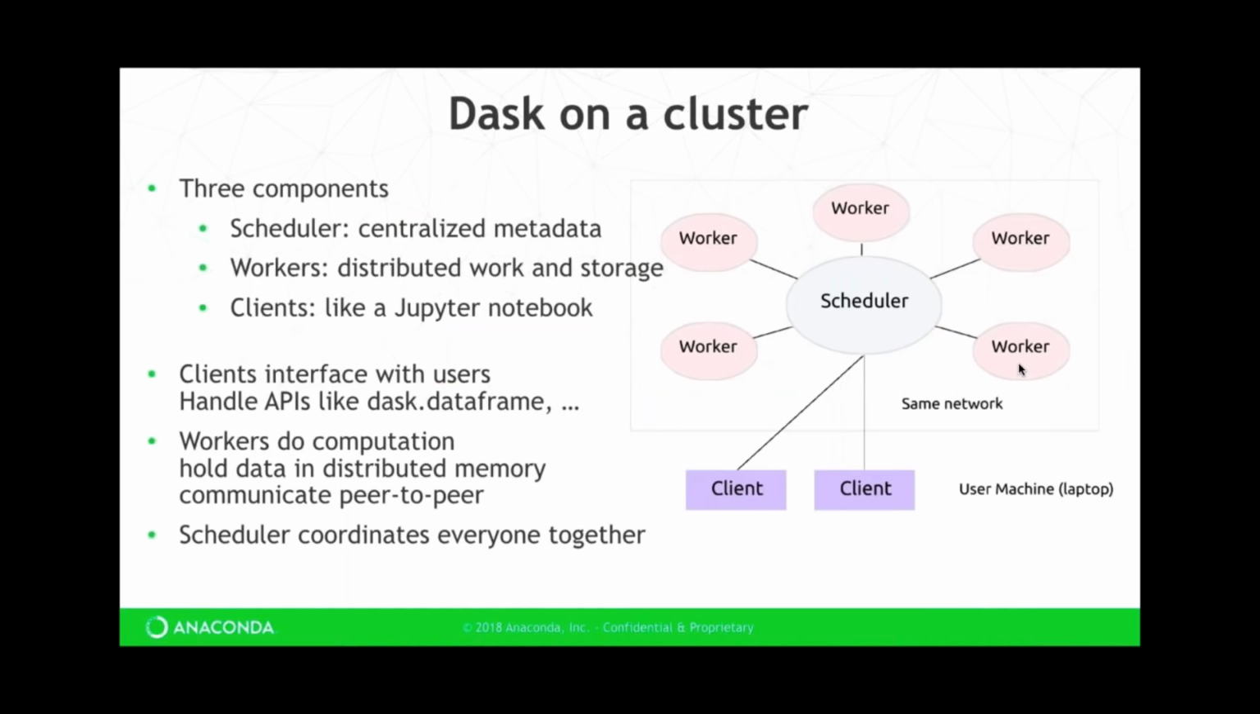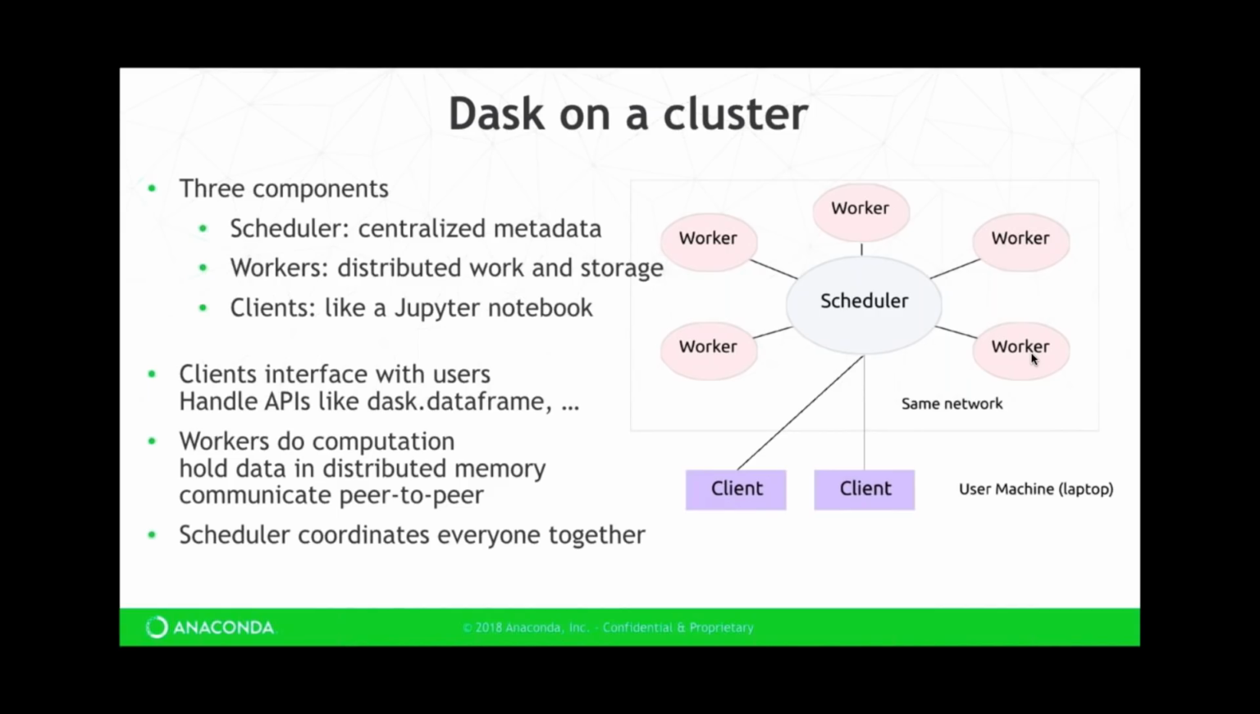So Dask on a cluster is composed of three different components. At the center, there's the scheduler, and this is doing the job of coordinating everyone else in the cluster. Then there are all of the workers, which are going to be running the computations, sharing data between each other, holding on to intermediate results. And generally speaking, they're the workhorses of this operation.